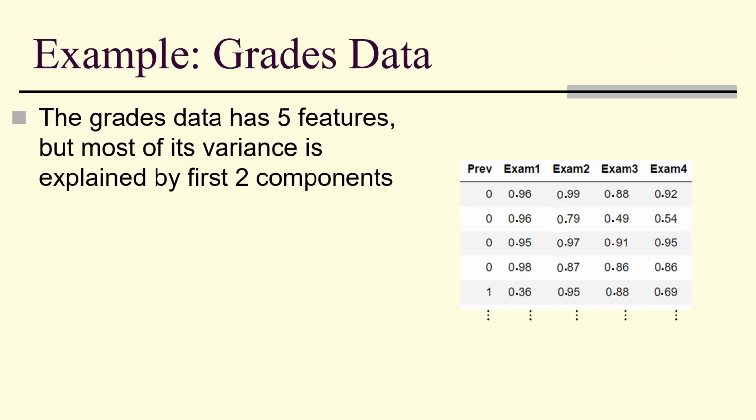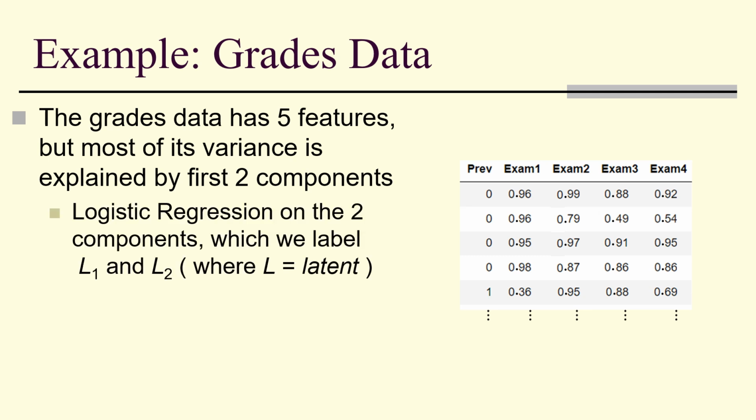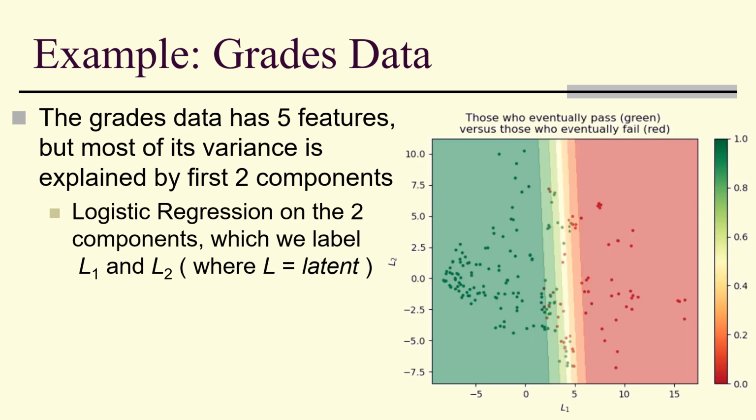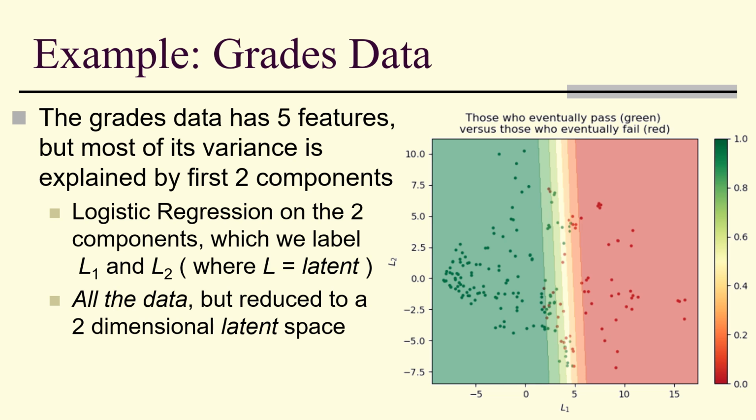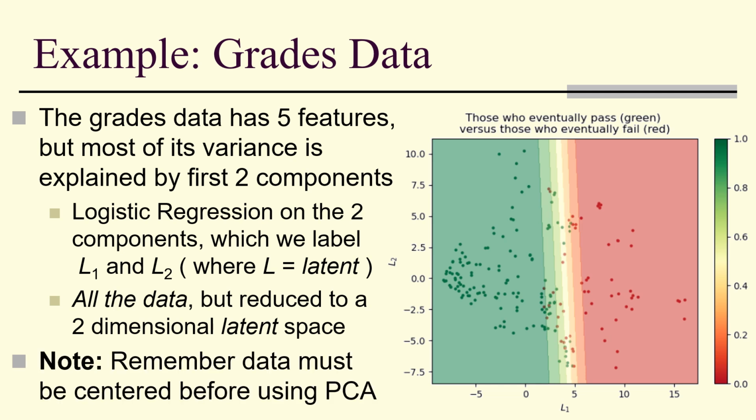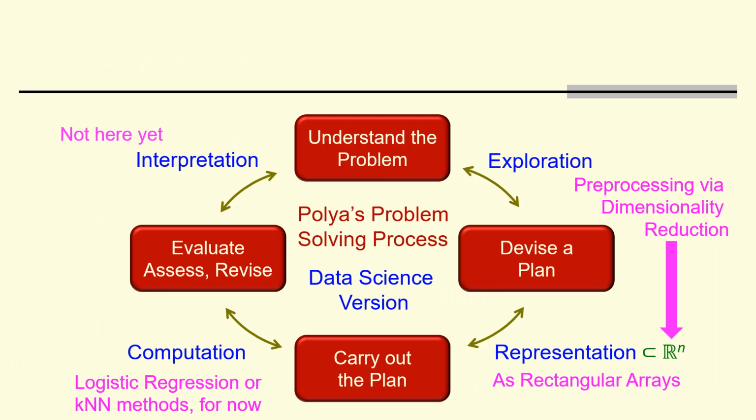So the grades data has 5 features, but most of its variance is explained by the first 2 components. Logistic regression on the first 2 components, L1 and L2 as the labels of those, looks like this. All the data, but it's reduced to a 2-dimensional latent space. And remember, of course, that we had to center the data before we did this.